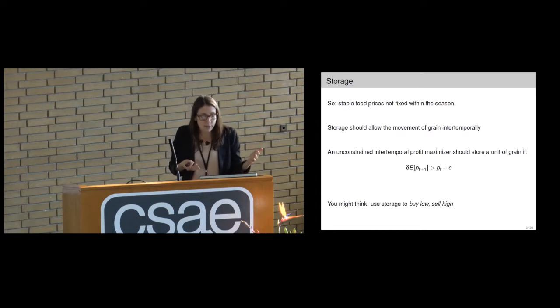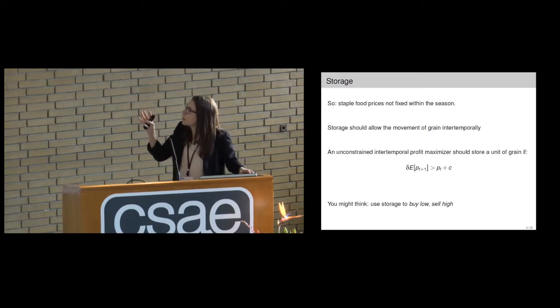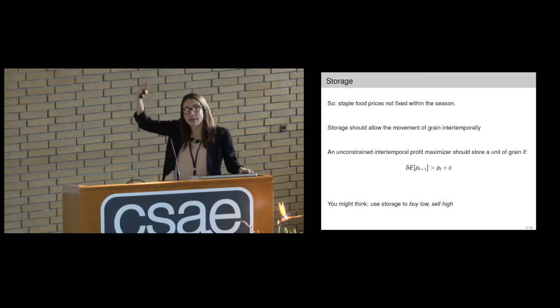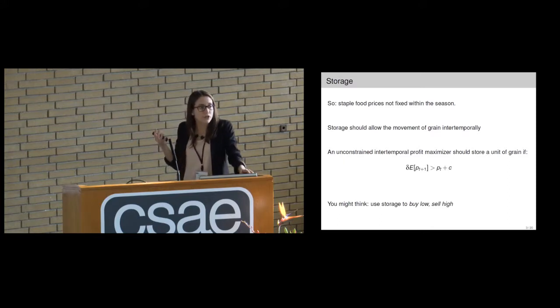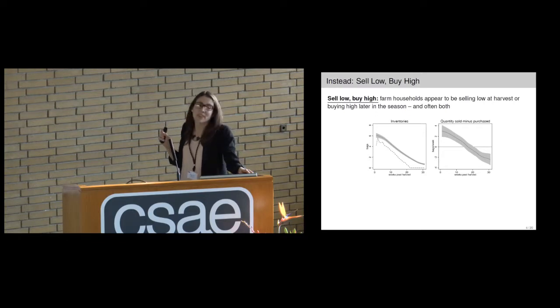Now, in theory, these staple commodities are storable. And so storage should allow the movement of grain intertemporally. And in sort of the simplest of models, an unconstrained intertemporal profit maximizer should store a unit of grain if the discounted expected future price is greater than the price today plus some cost of storage. So you might think that rural households should use storage to buy at a low price and sell at a high price. In fact, it looks like they're doing the exact opposite.